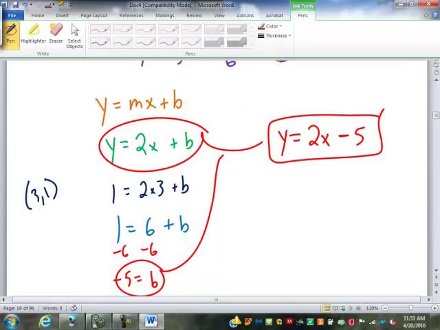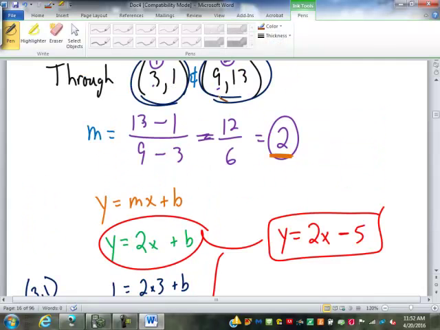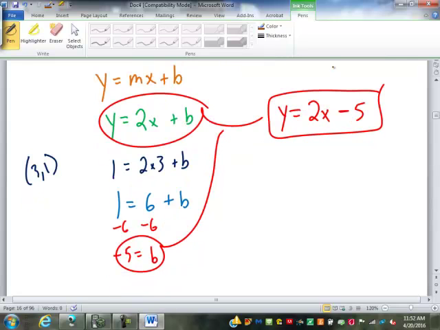Since we have the information, let's use the other point to double check that. 9, 13. So the 13 would be y. X then is the 9.